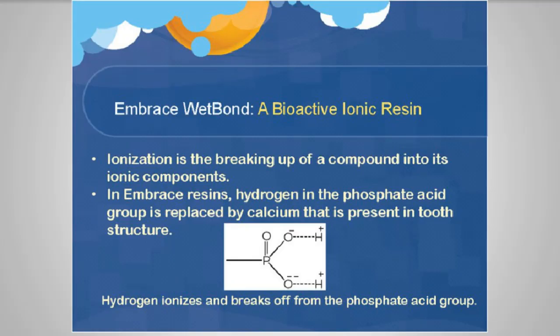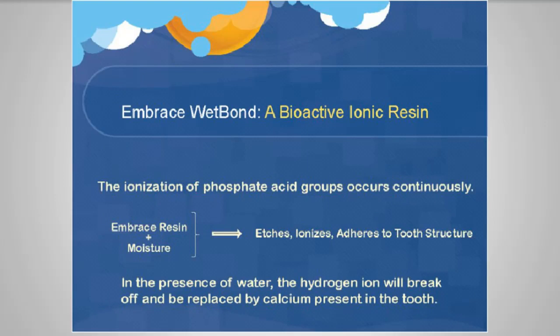There's an ionization that goes on here, which is the breaking up of a compound into its ionic components, which makes these Embrace materials very unique. The hydrogen in the phosphate acid group is replaced by calcium that would be present in the tooth structure. So there's an exchange going on. There's no hybridization when you're using this. And as this material works, this resin with moisture, it etches, it ionizes, and adheres to the tooth structure.